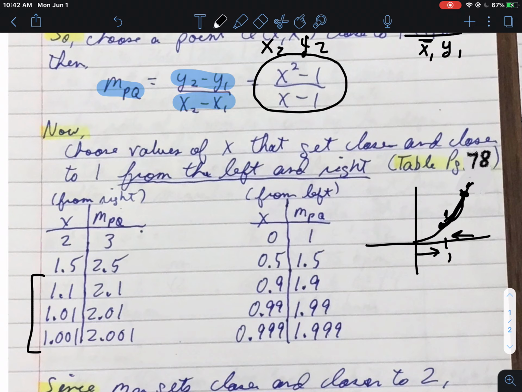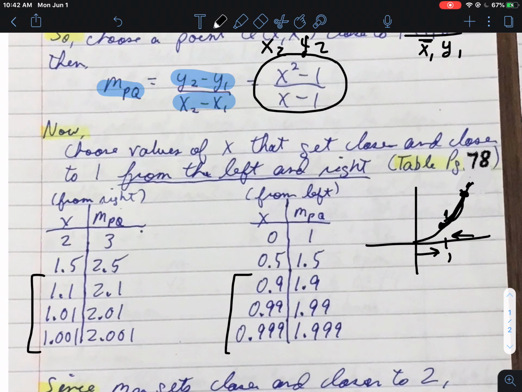Notice the chart on the right. Those are x values that are approaching 1 from the left. Right? Those are values that are smaller than 1. And again, this is typically what you would be looking at. So I want to be really close to 1: 0.9, 0.99, 0.999.